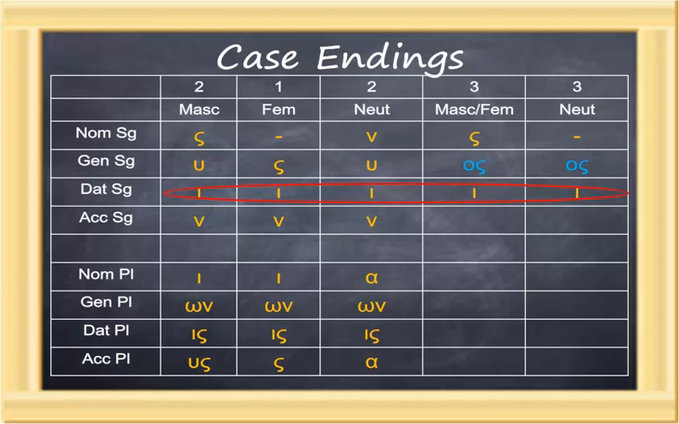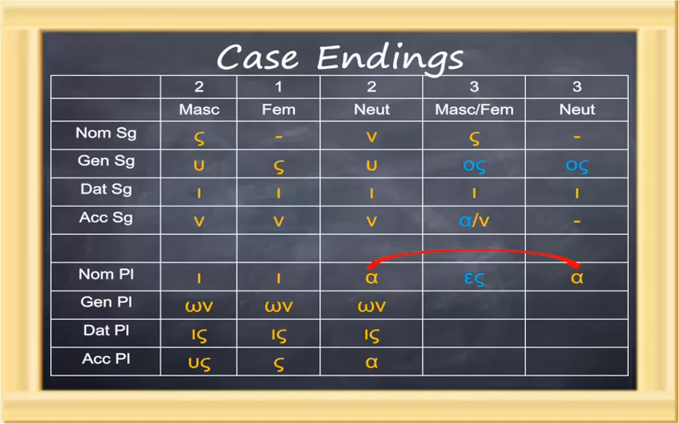The dative singular is just like the dative singular in first and second declensions. It's an iota. The difference is, in the first and second declension, the iota subscripts. But in the third declension, the iota doesn't, because it's following a consonant. The accusative singular in the masculine and feminine can either be alpha or nu. And the neuter accusative singular is just like the nominative neuter singular. Nothing.